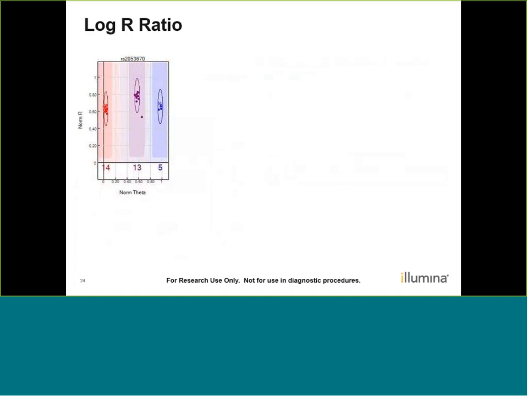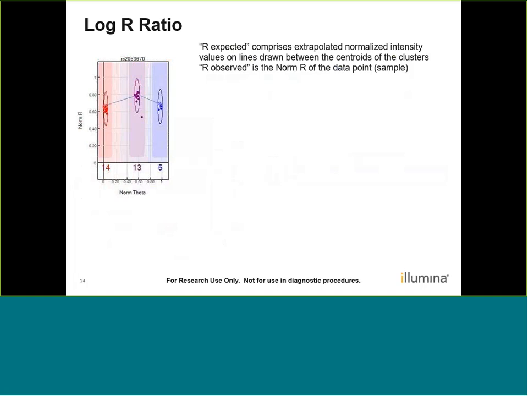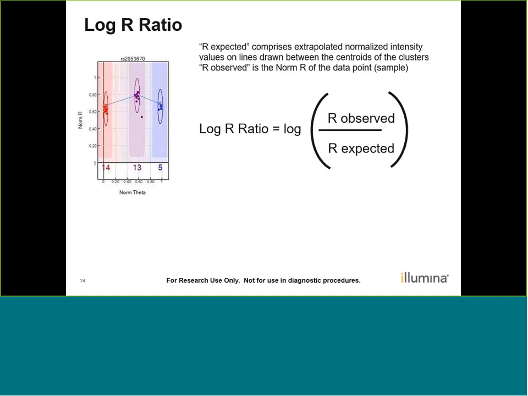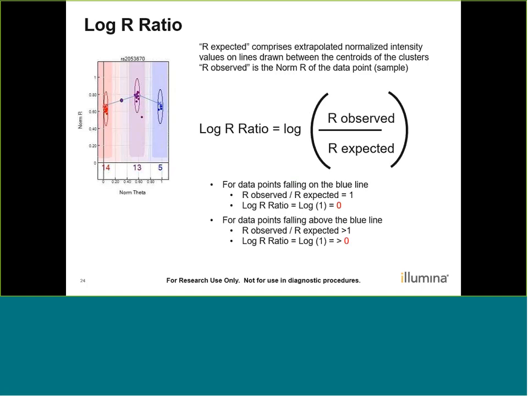Another parameter that we use now is we're going to look at R, the norm R, called log-R ratio. And the way that's calculated is we look at R expected, and that is lines drawn between the centroids of the three clusters. R observed is where the actual data point is compared to those lines. So log-R ratio is the log of R observed over R expected. For data points falling on the blue line, the R observed is the same as R expected, and that equals 1, and the log-R ratio of 1 is 0.